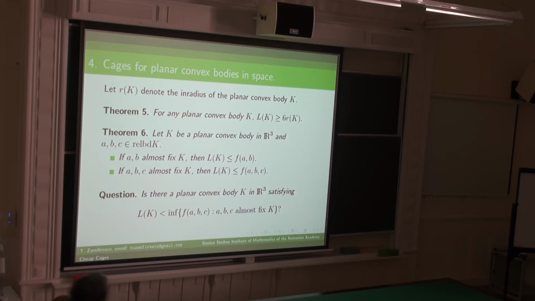Next theorem: let K be a planar convex body in R3, but again planar, and A, B, C be in the boundary. Then, if 2 of them almost fix K, then L of K is smaller or equal to F of A and B. And the same with 3 points. If A, B, C almost fix K, you know that there are 2 or 3 almost fixing. Then we have these inequalities. However, we can't yet answer this question here.